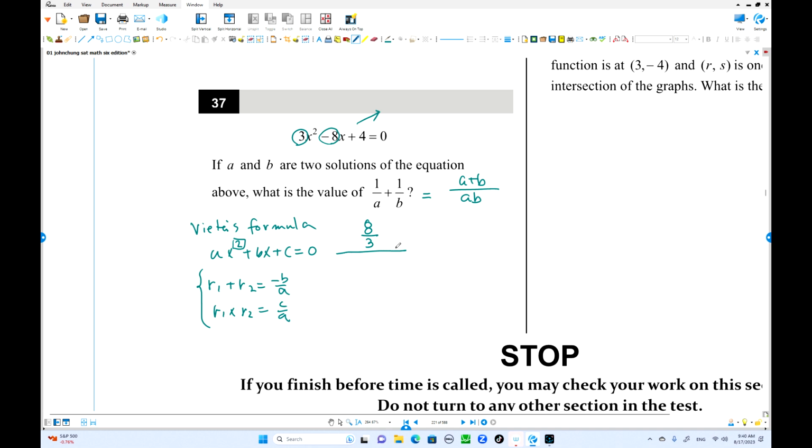The product of the roots, a times b, is 4 over 3, right? When you cancel out, 8 over 4 equals 2. That's the answer.